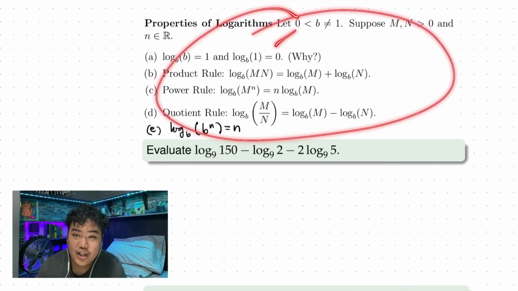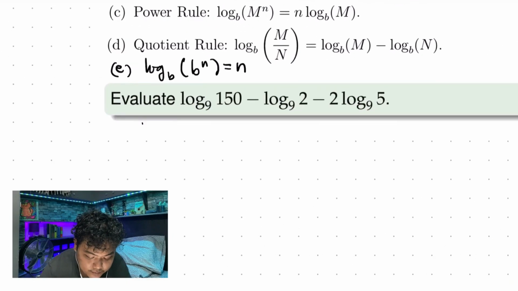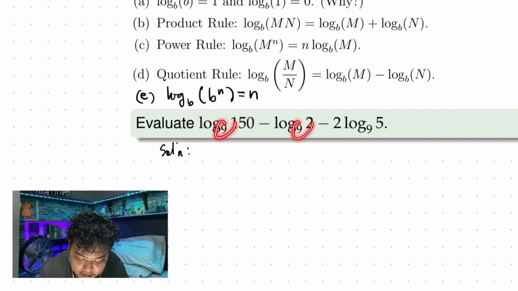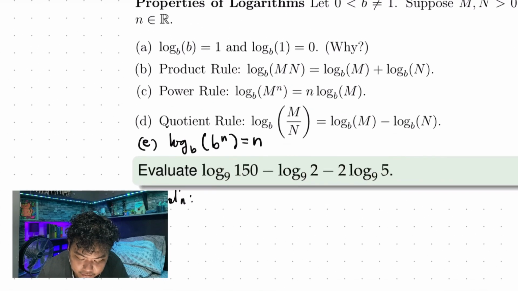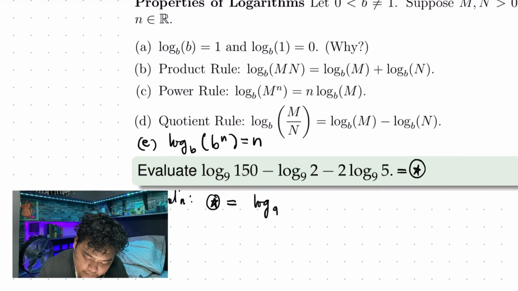So, kinopya ko na talaga siya dito, no, para hindi tayo balik-balik. Okay, para may copy tayo ng property. So, let us try to evaluate this expression. Paano magagawin dito? Okay, so meron kang minus, tapos lahat sila magkakapareha yung base. So, kapag minus, ano mangyayari? Kukopyahin mo muna, tago nga natin to sa pangalang star. Para hindi ko na siya kukopyahin. So, si star is equal to log base 9 ng this divided by this.